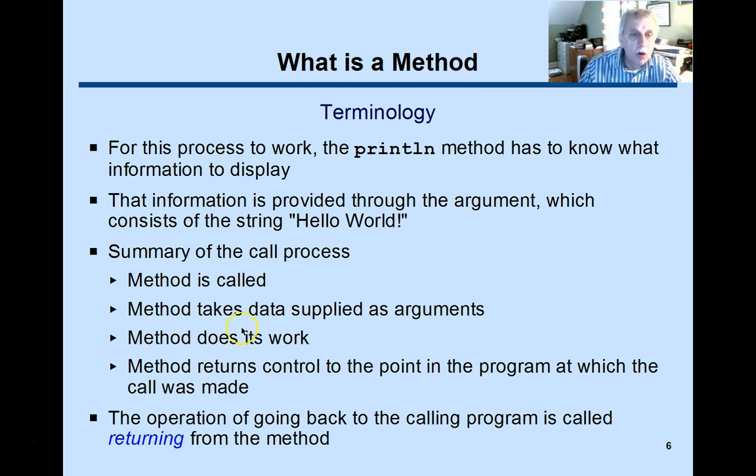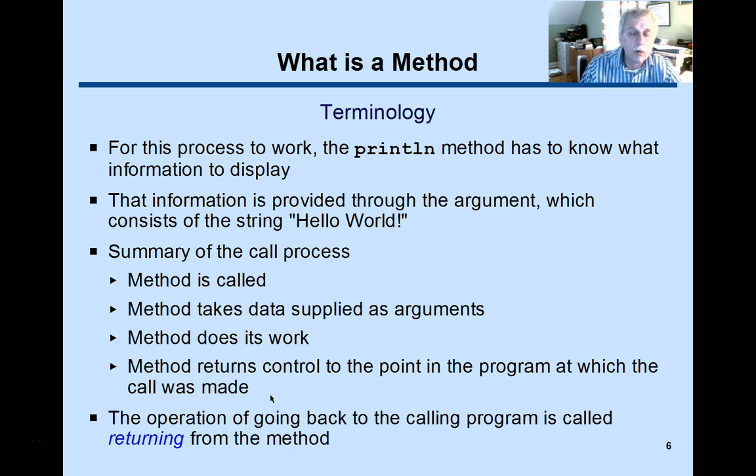So the way the method call process operates is the method is going to be called or invoked. The method takes whatever data has been supplied to it or communicated to it through the arguments made in the call statement. The method does its thing, whatever it's supposed to do, and then the method terminates its processing. It's completed its assigned task, so it returns control to the calling routine at the point at which the call was made. This typically is going to be the next instruction following the call.